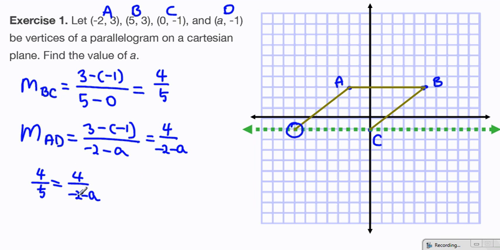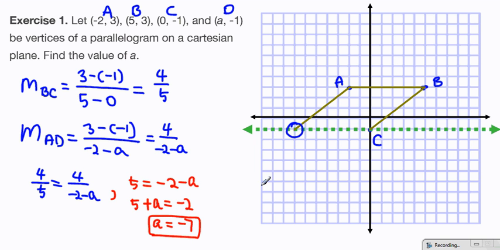You see, we could have cross multiplied, or in this particular case, since the numerators happen to be equal to each other, we get to see that 5 is equal to -2 minus A. By adding A on each side, we get 5 plus A equal to -2. And by subtracting 5 from each side, we get to realize that A must be equal to -7. And it does look like -7 here, doesn't it?